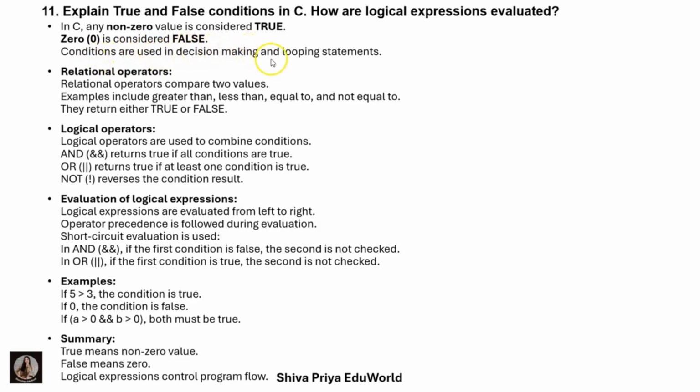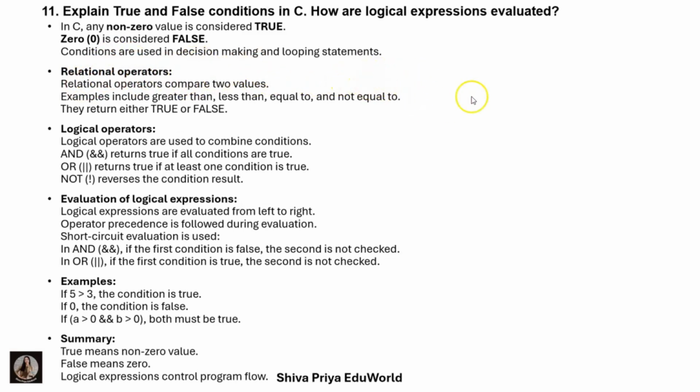Conditions are used in decision making and looping statements. We use the conditions in decision making. You can see in selection statements if, else if, and if else ladder, you can see the conditions. And in looping statements also we use the conditions. Let us see how exactly these true and false can be used. Relational operators compare two values.